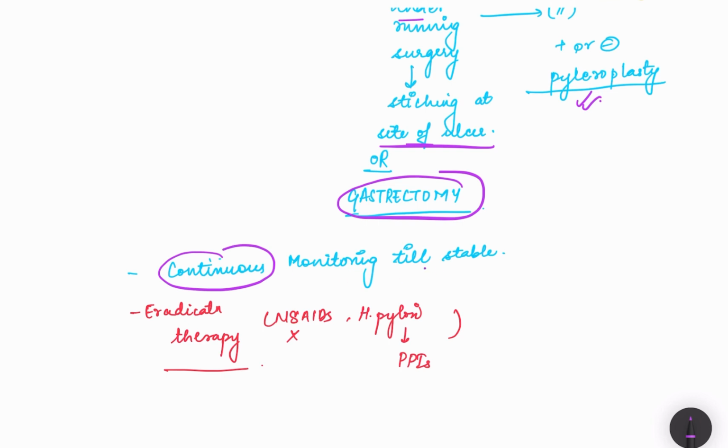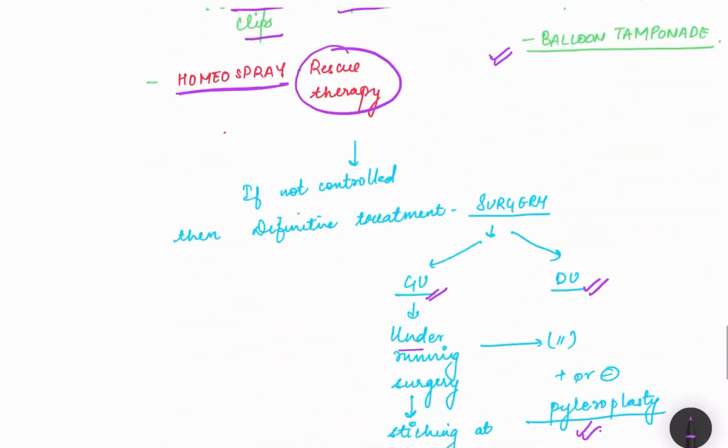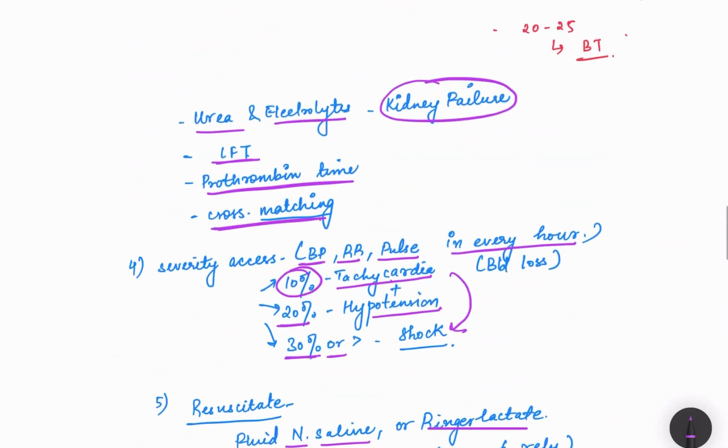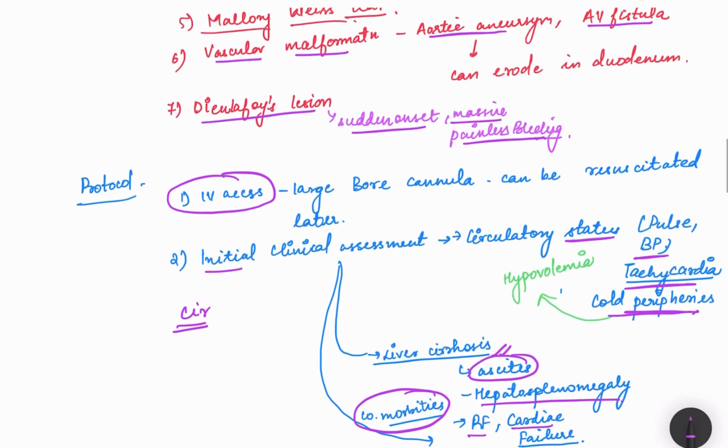We have to do continuous monitoring until the patient is in stable condition. If it is a case of NSAIDs or H. pylori, we will provide H. pylori eradication therapy along with PPIs. So this is upper GIT bleeding. It is a very important topic. In the next lecture, we will study lower GIT bleeding.